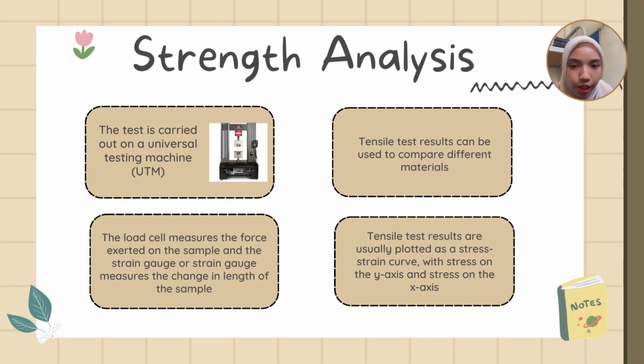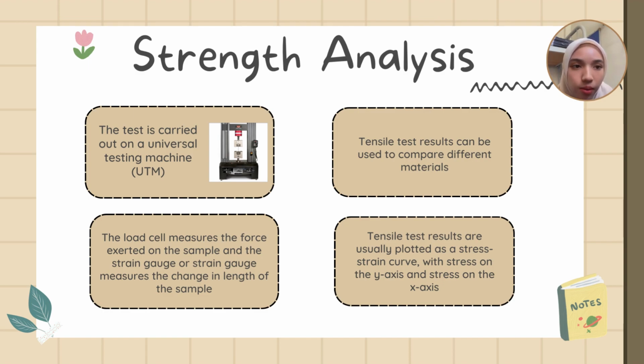Assalamualaikum warahmatullahi wabarakatuh. My name is Nur Danisha Irdina binti Umar Haizal. My matrix number is CF220203. I will explain about the strength analysis. The test is carried out on a universal testing machine (UTM).